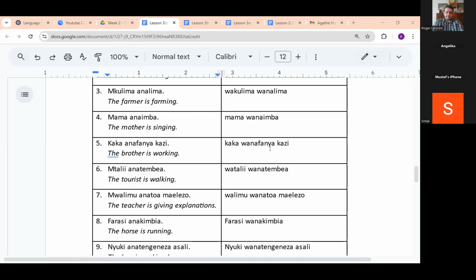Dada Angelika. Oh Gott, mtoto anajifunza Kijerumani, watoto wanajifunza Kijerumani. Vizuri. Asante sana. Sawa, kaka Mustaf.